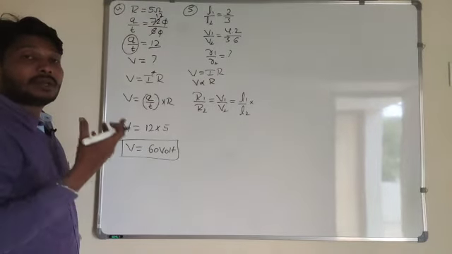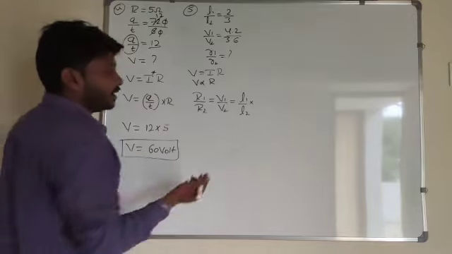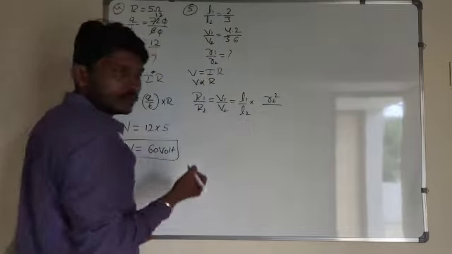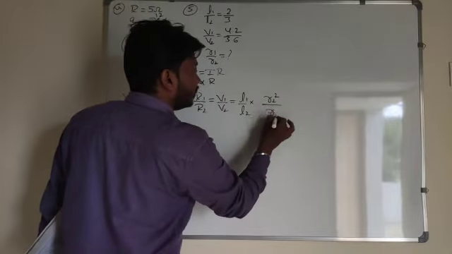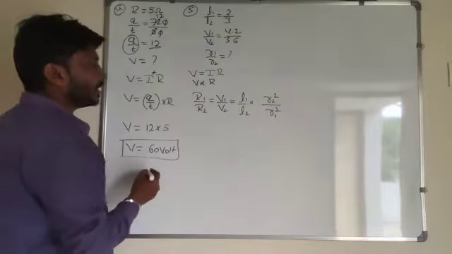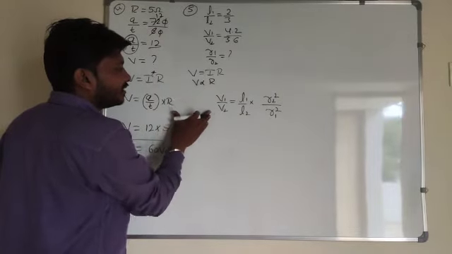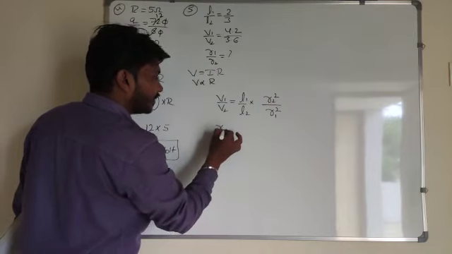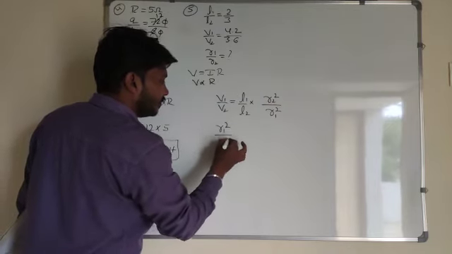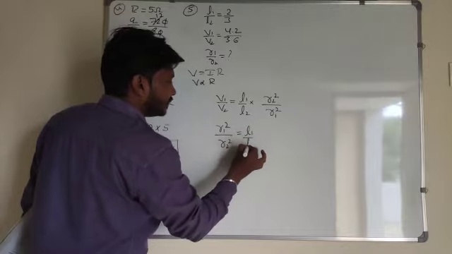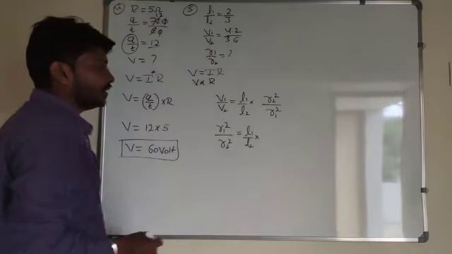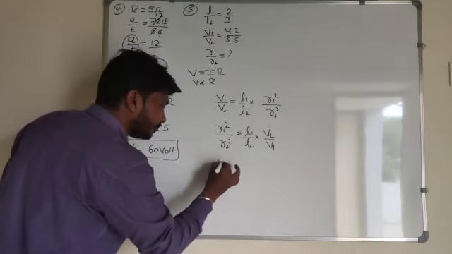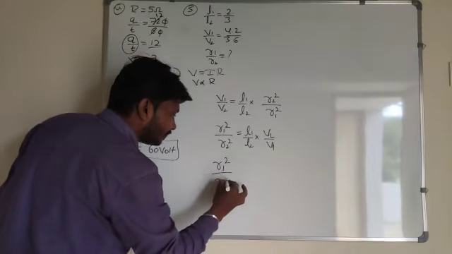Where A2 is nothing but pi into R2 square. So the pi term will get cancelled out, leaving R2 square divided by R1 square here. So I will take this term out and take R1 R2 to the right side. R1 square divided by R2 square is equal to L1 by L2 into V2 by V1 here. R1 square by R2 square.